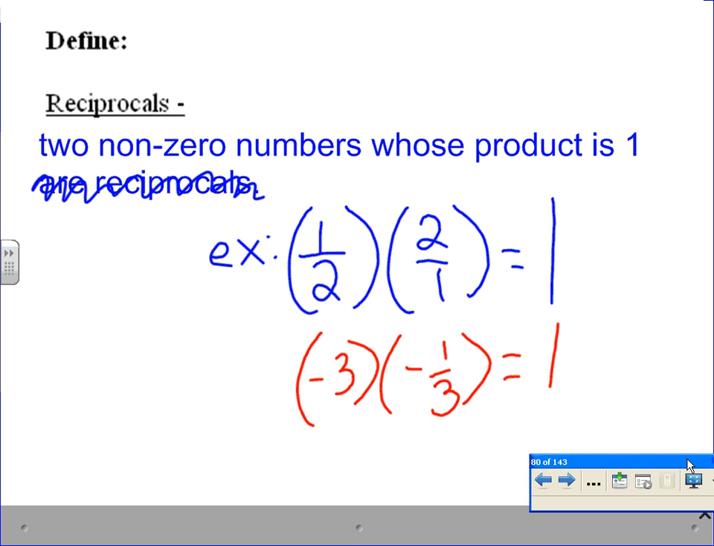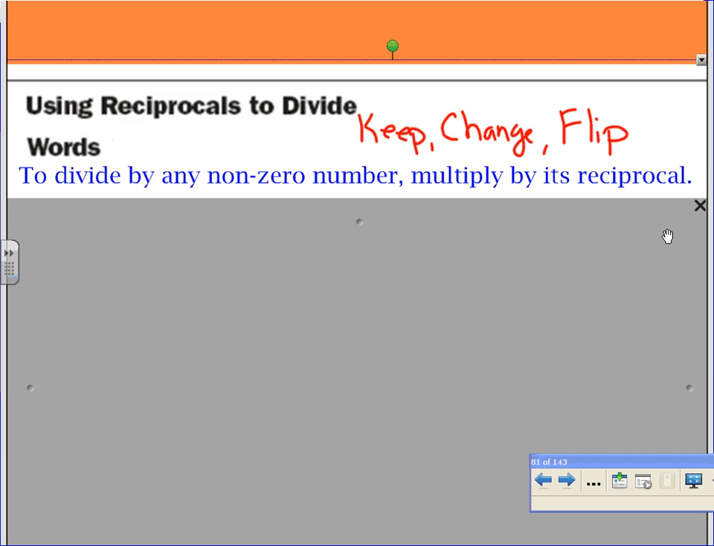There's not many examples in this lesson, because basically all this is reviewing keep, change, flip, which you kind of saw in that problem Annalise was asking about, the triangle problem with area, when you have to divide by 2. Do you guys remember this from chapter 1? Okay, good. So the definition of dividing: to divide by any non-zero number, you multiply by the reciprocal.